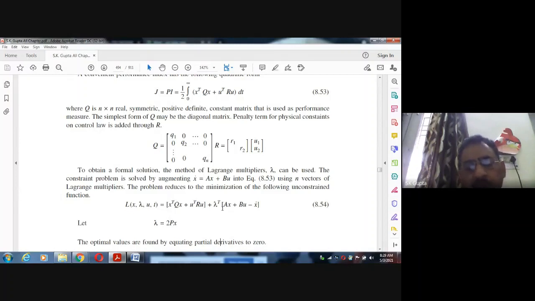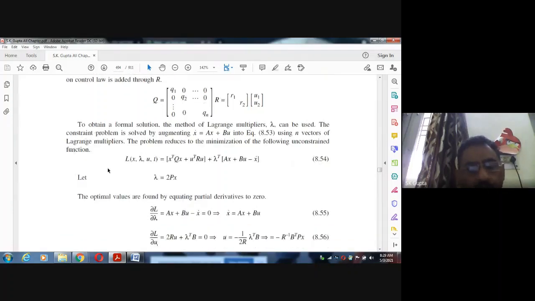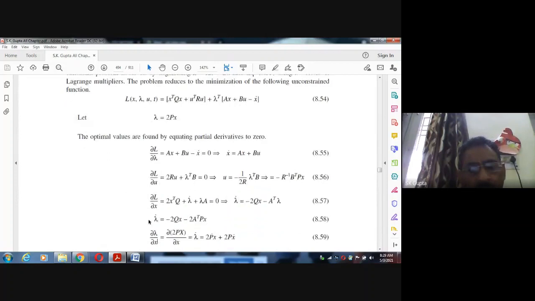If the number of variables is more than one, partial derivative is taken; if the number of variable is 1, then the ordinary derivative is taken. So we will take the partial derivative of L with respect to all these variables. Differentiate L with respect to lambda, differentiate L with respect to u, differentiate L with respect to x. So now differentiate L with respect to lambda.